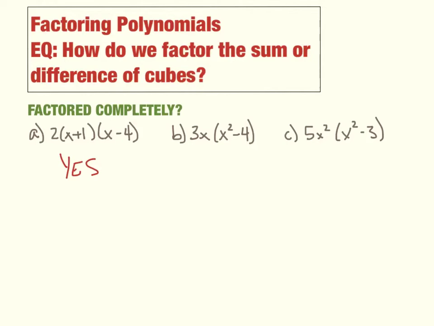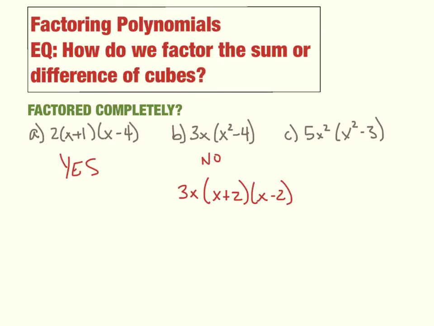Then I look at b. I have 3x times x squared minus 4. So 3x I can't break down anymore. Can I break down x squared minus 4? Yeah, I can. This is a difference of two squares. So this would be 3x times x plus 2, x minus 2.